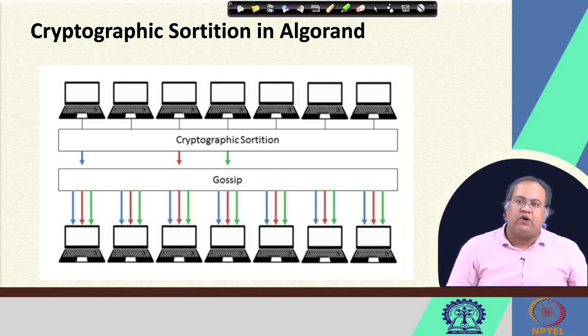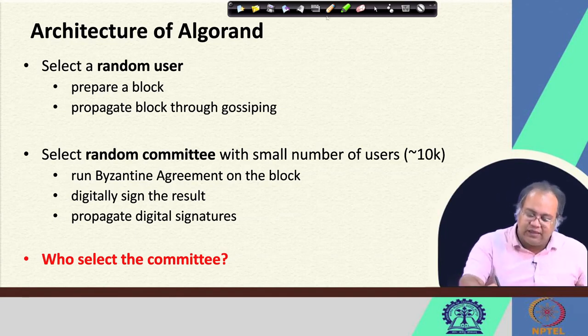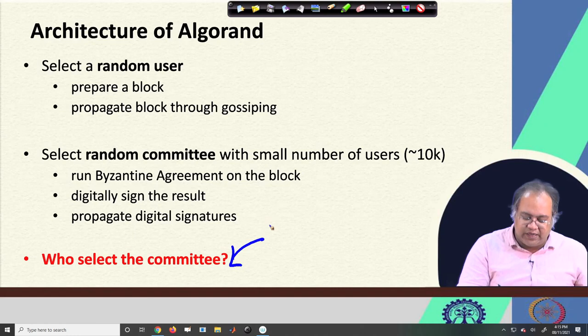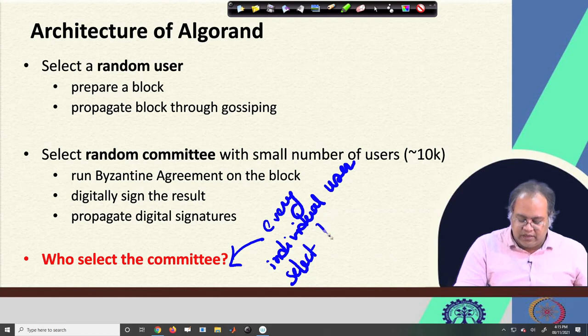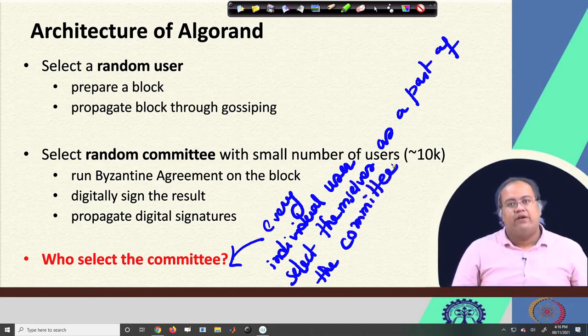What is meant by cryptographic sortition? I asked the question, who selects the committee, and the answer is that every individual user selects themselves as a part of the committee. Okay. This sounds interesting and strange, right. So, that means I am going to select myself as a part of the committee.